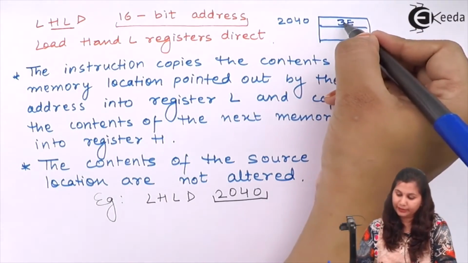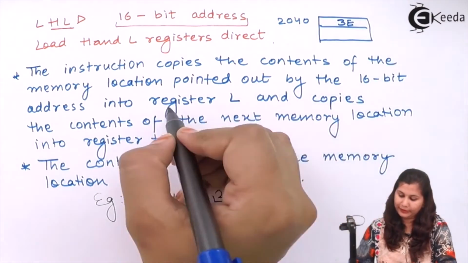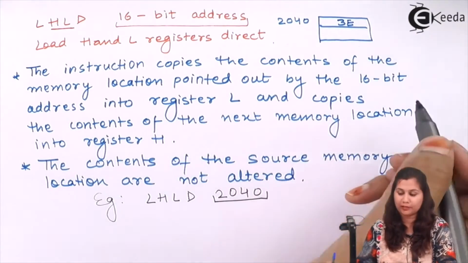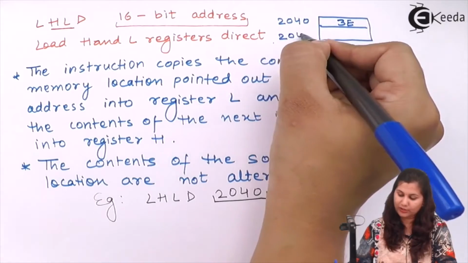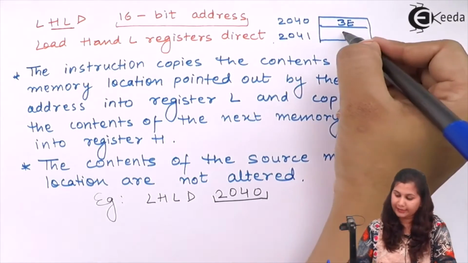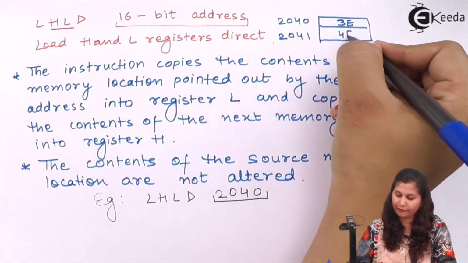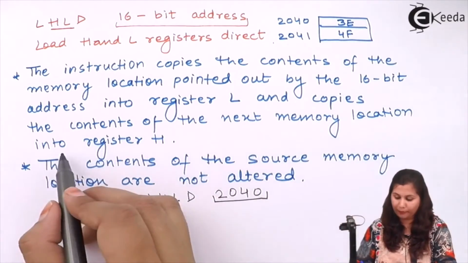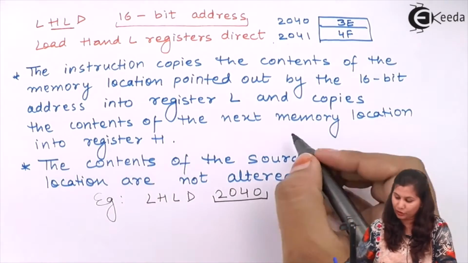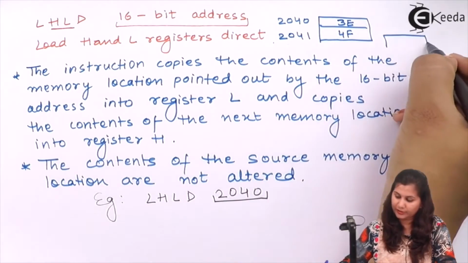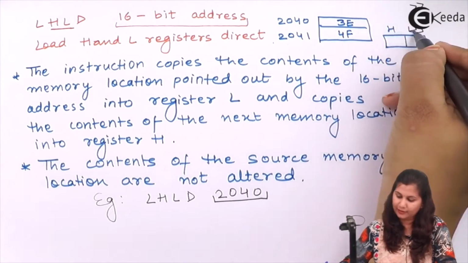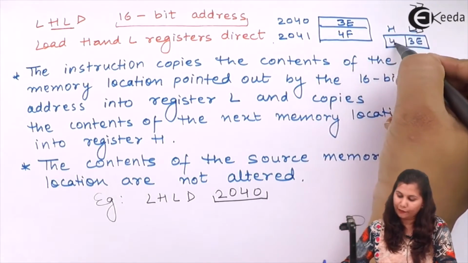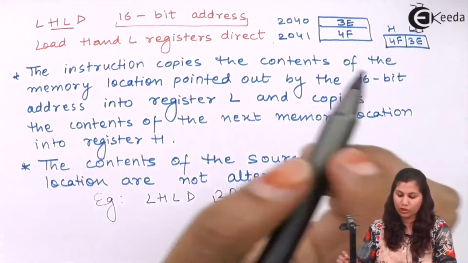Now this number will be copied into the register L and the contents of the next memory location. Next memory location is 2041 and suppose it is having 4F. So the contents of the next memory location are copied into register H. So if we have here the register pair HL, so L will have 3E and H will have 4F.